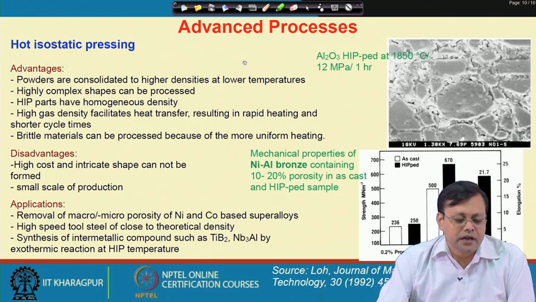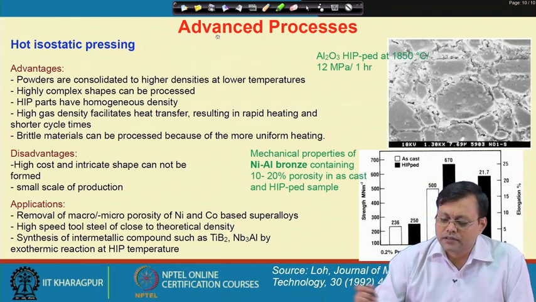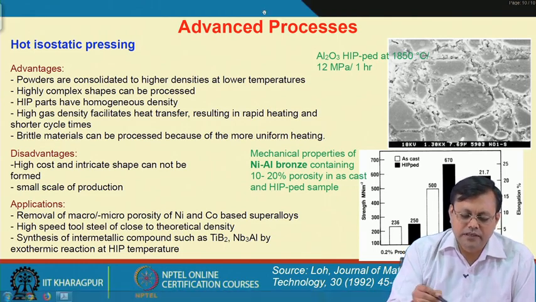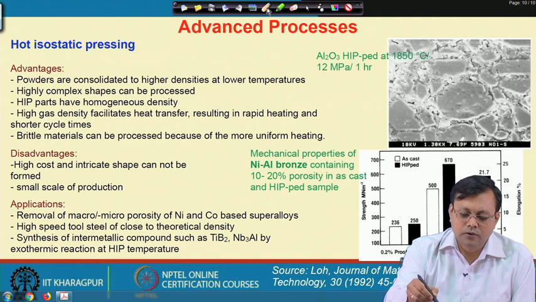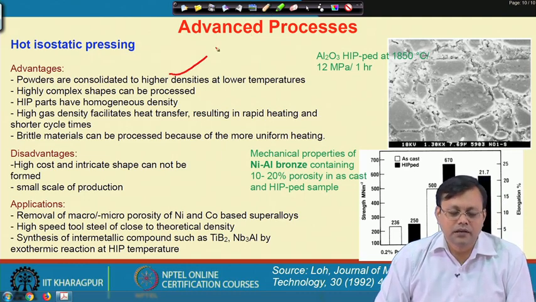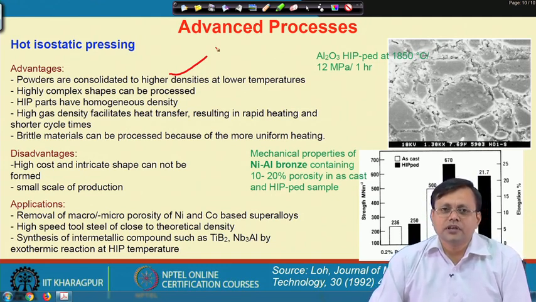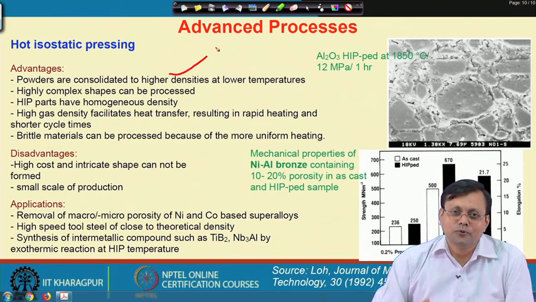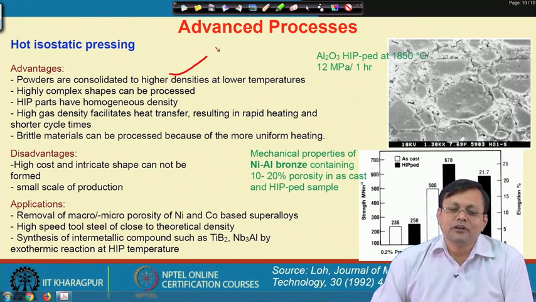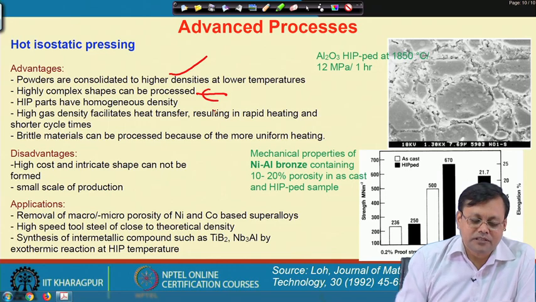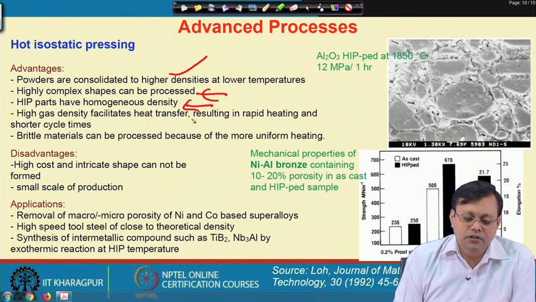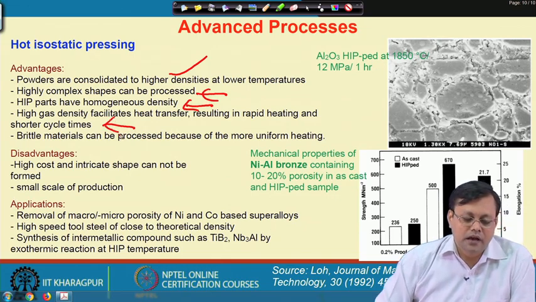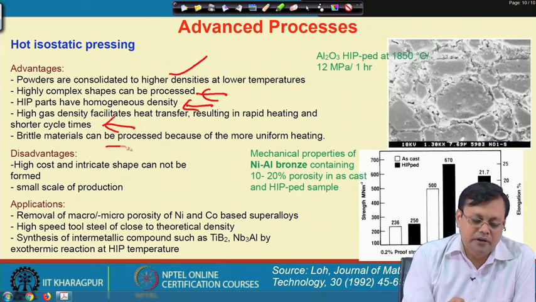Now, the advantages and disadvantages of hot isostatic pressing are like this. The powders are consolidated at a much higher density and much lower temperature, which I have already shown you in my earlier slide, and highly complex shapes can be processed because we apply gases which apply the pressure. We first put the pressure into gases, and that gas causes the isostatic pressing. So, if I have an envelope that goes into a very complicated geometry, the gas can go everywhere and apply the pressure. That is why very complex shapes can be generated, and HIPed parts have a homogeneous density, whereas high gas density facilitates heat transfer and brittle material can be processed.